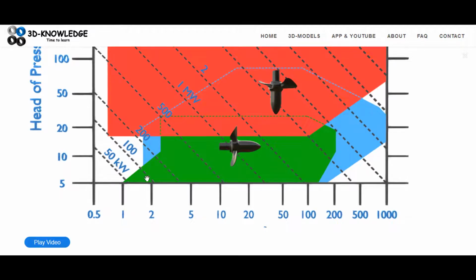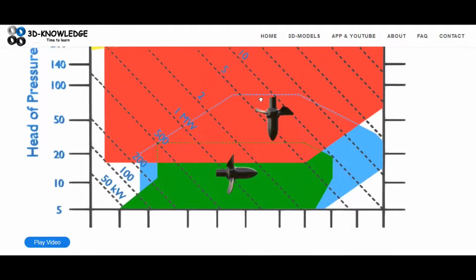So you're going to have a very large number of applications where you can use the vertically orientated Kaplan turbine. It crosses into the green area, the red area, and it has a lot of its own area here on the right hand side. Remember, the medium head of pressure range is from about 30 to 300. So this guy's sitting comfortably in the middle, although he's also covering the lower head of pressure ranges all the way down to 5. So that's the vertically orientated Kaplan turbine.